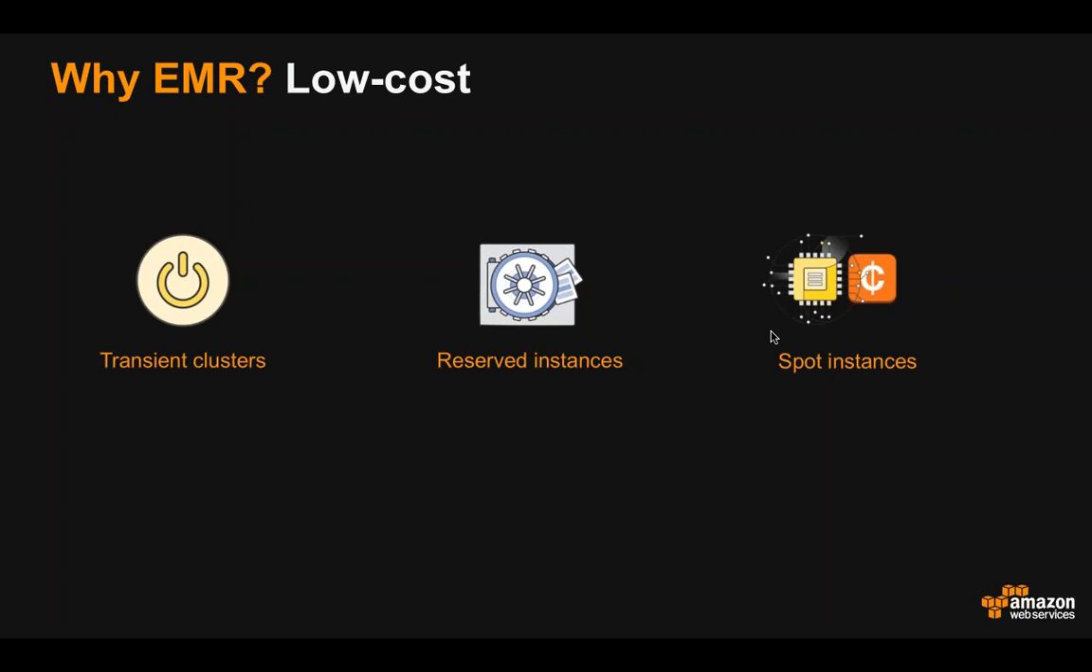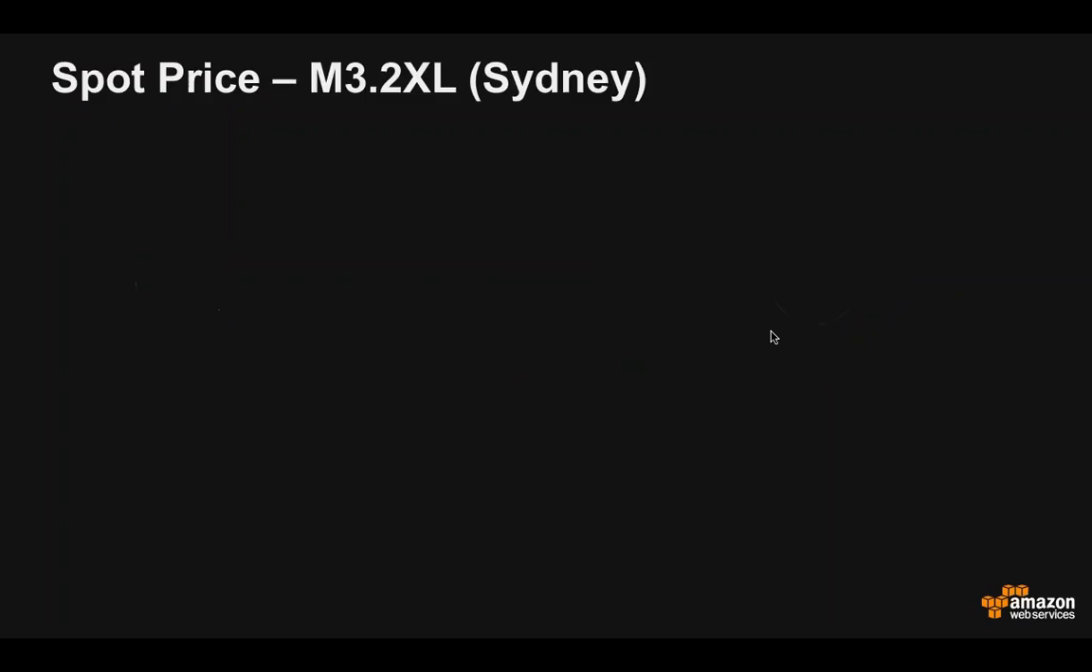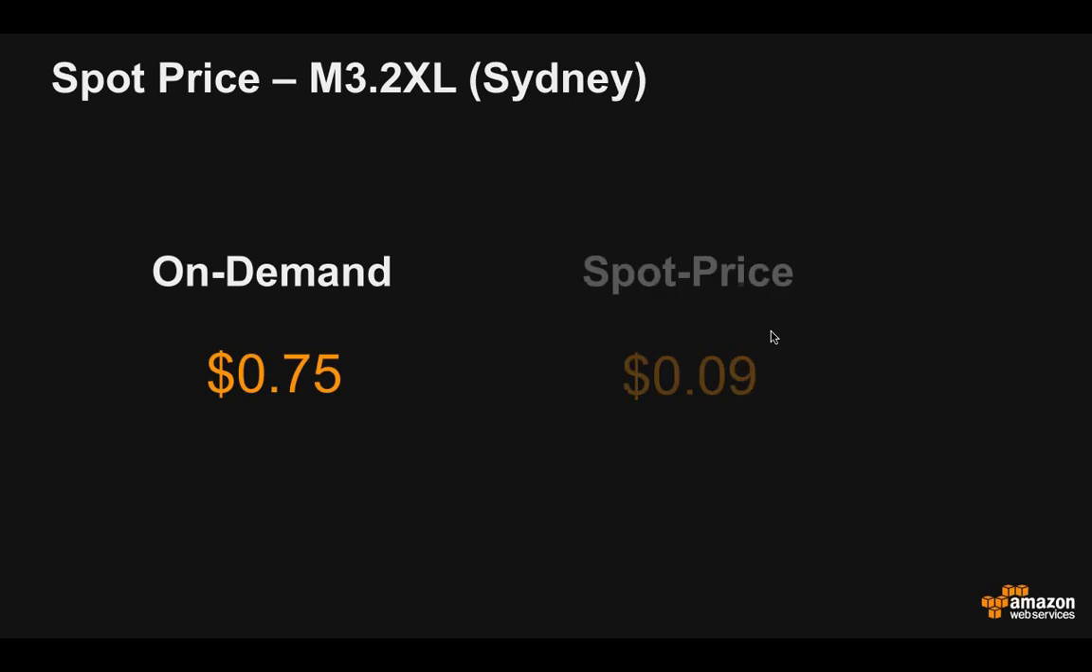And so this was really important to us to make sure that customers could use the spot market as much as possible. And just to give you an example of some of the savings there, so if you look at a fairly standard machine, an M3 2 extra large in the Sydney region, the on-demand price for that is 75 cents. And the spot price, it does vary, but when I just checked then, it's hovering around 9 cents. So you can see that you can have enormous savings there if you're able to use spot in your workload.